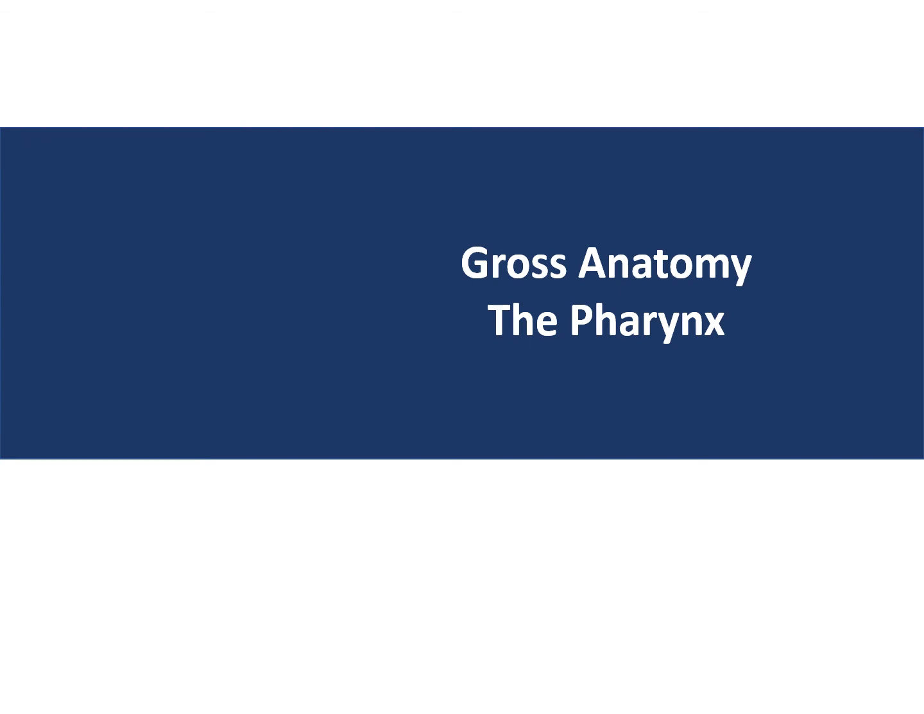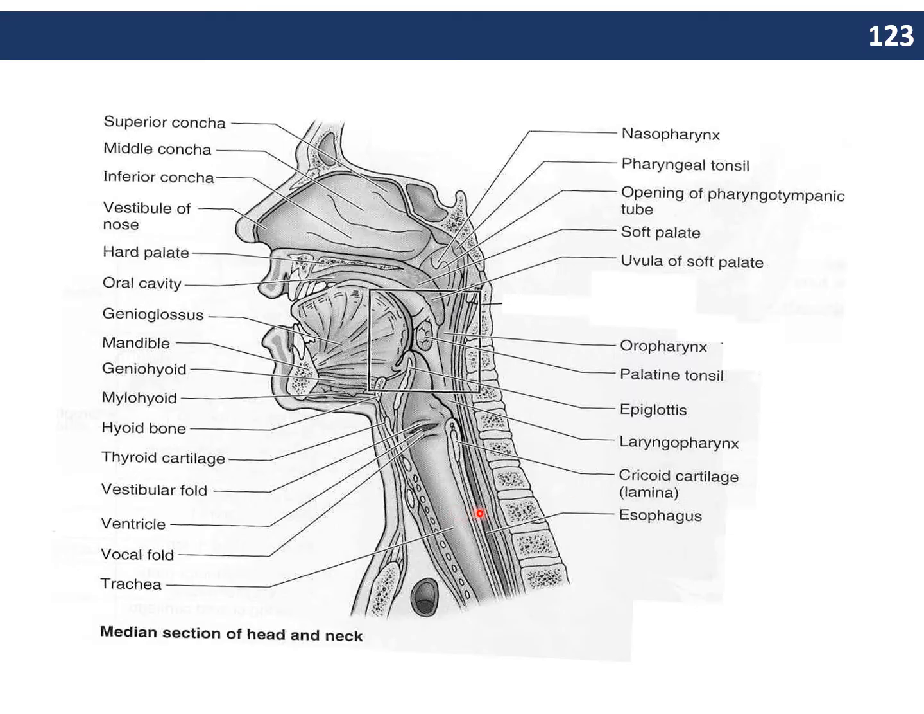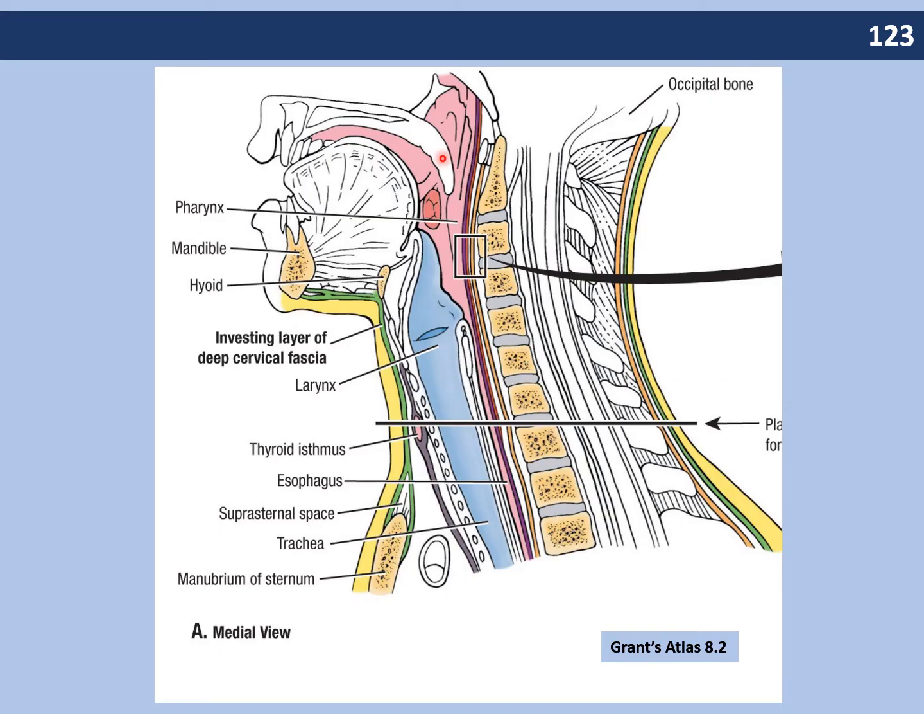Hi, in this video, we're going to talk about the pharynx. Remember that the pharynx goes from the inferior part of the skull all the way down to the level of the esophagus. I'm going to show you a color picture of that.